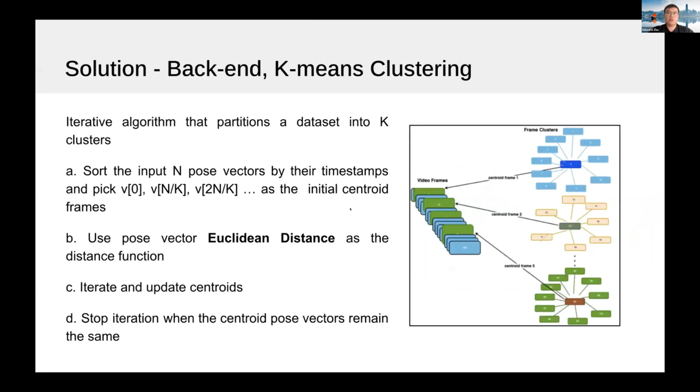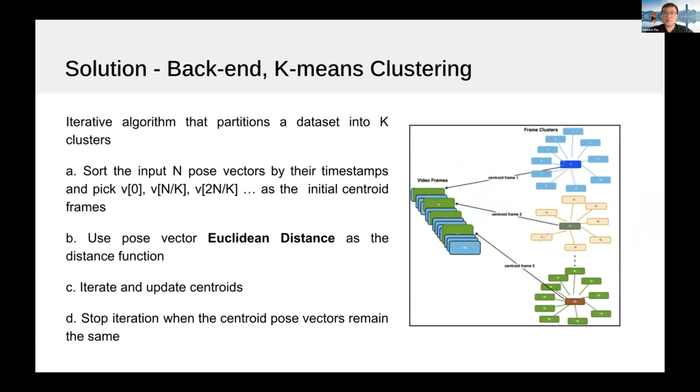To go into more detail about what k-means is, the k-means clustering algorithm is an iterative process that partitions a data set into k different clusters. We ensure that each data point is assigned to only one single cluster, and that's what makes it different from other clustering algorithms like fuzzy clustering.